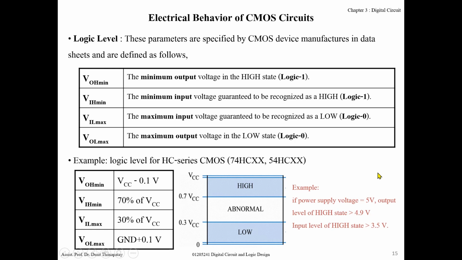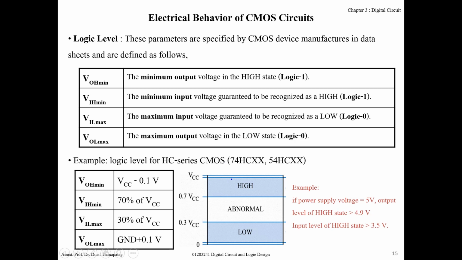Now let's continue to the next page about the logic level. Actually, you already know logic high and logic low, but it's not just only 5 volt for logic high or only 0 volt for logic low. Actually, there is a sampling, right? Sampling for the CMOS standard.